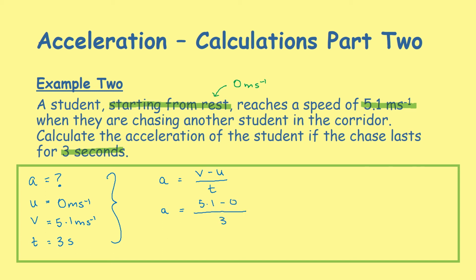What you can notice here is the top of our line. If we've got 5.1 take away 0, that is just 5.1. So we can simplify this to 5.1 divided by 3, and 5.1 divided by 3 is equal to 1.7. So our acceleration is 1.7, and don't forget your units, that's meters per second squared.